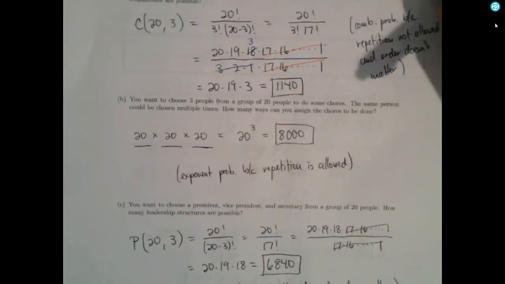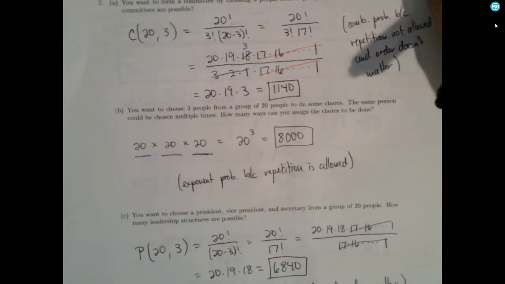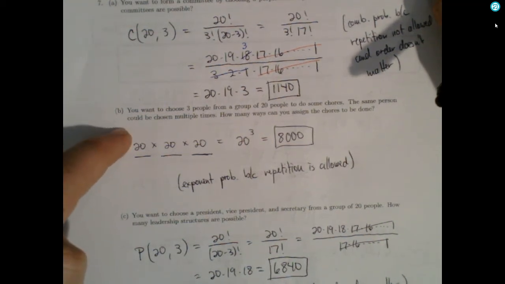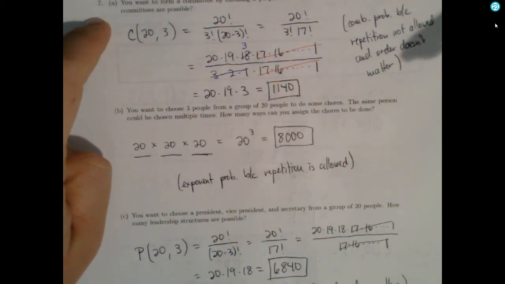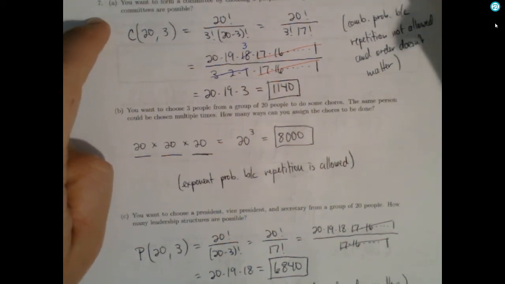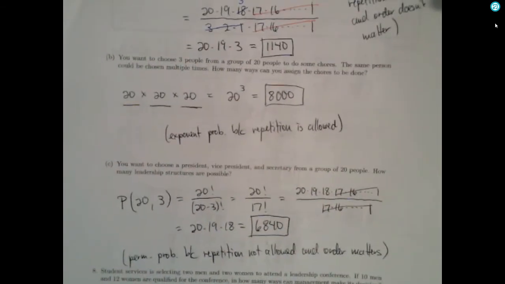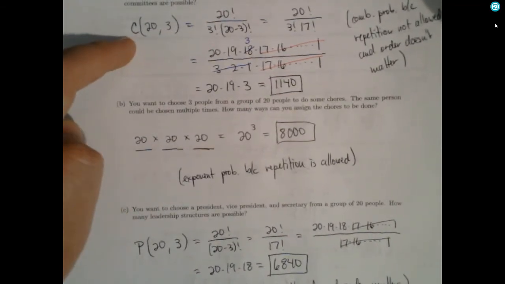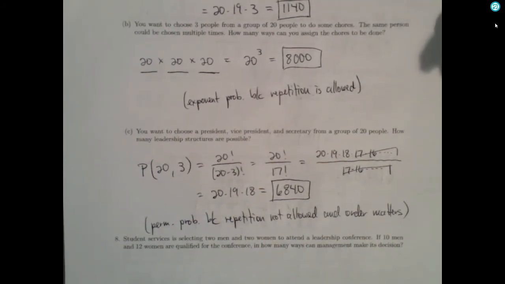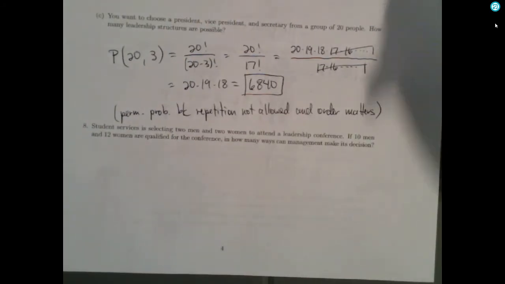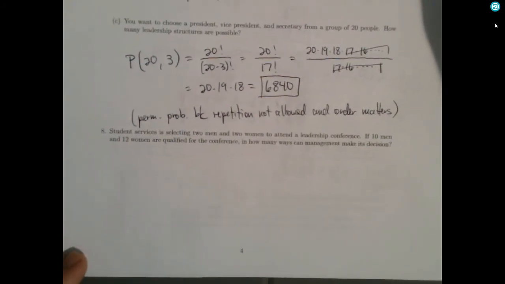You've got 3 different examples. In all 3 cases, you're choosing 3 people out of a group of 20 people. But in part B, repetition is allowed. In part A, repetition is not allowed, but order doesn't matter. And then in part C, repetition is not allowed and order does matter. Okay? And so part A is a combination problem, part B is an exponent problem, and part C is a permutation problem.